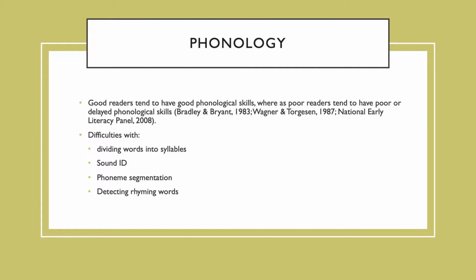There's research that shows that good readers have good phonological skills, whereas poor readers have poorer phonological skills. And those phonological skills specifically would be dividing words into syllables or counting syllables, identifying sounds, segmenting phonemes, so being able to pull apart the k, a, t from the word cat, and rhyming. And that's why you're going to see these things are often happening in early childhood classrooms, as they should, because they're a good indicator of reading success.